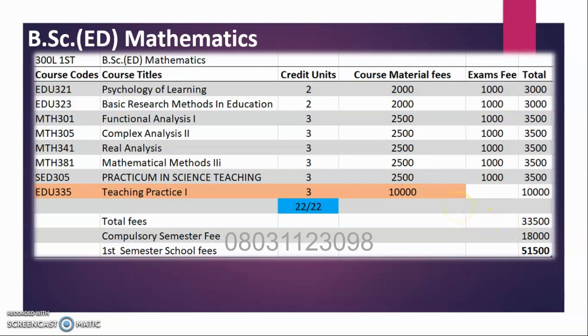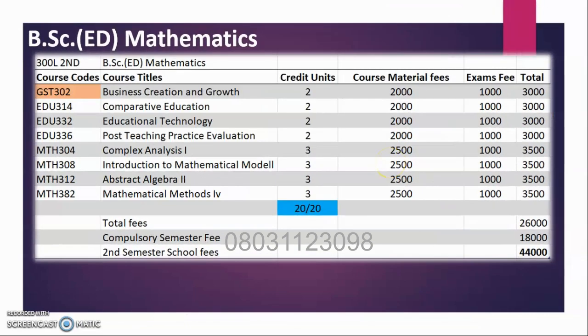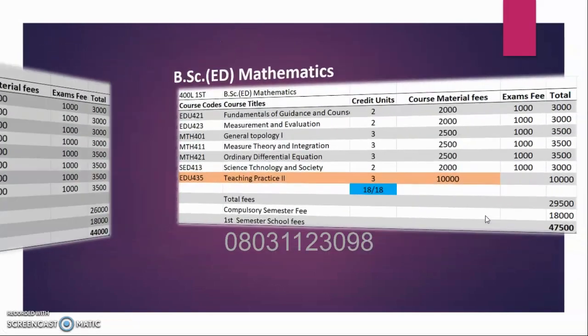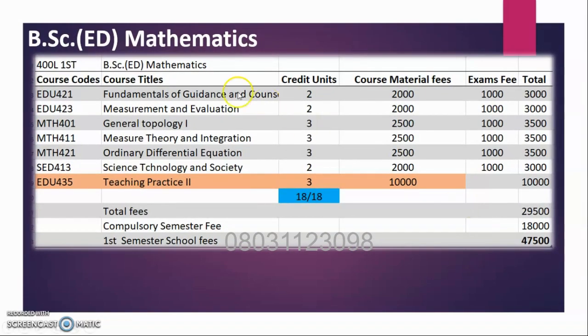Then 300 level second semester, you have these courses, and you're expected to pass all of them, and your fee is 44,000. For 400 level first semester, you have these courses which you are expected to pass, including a second teaching practice, and your fee is 47,500.